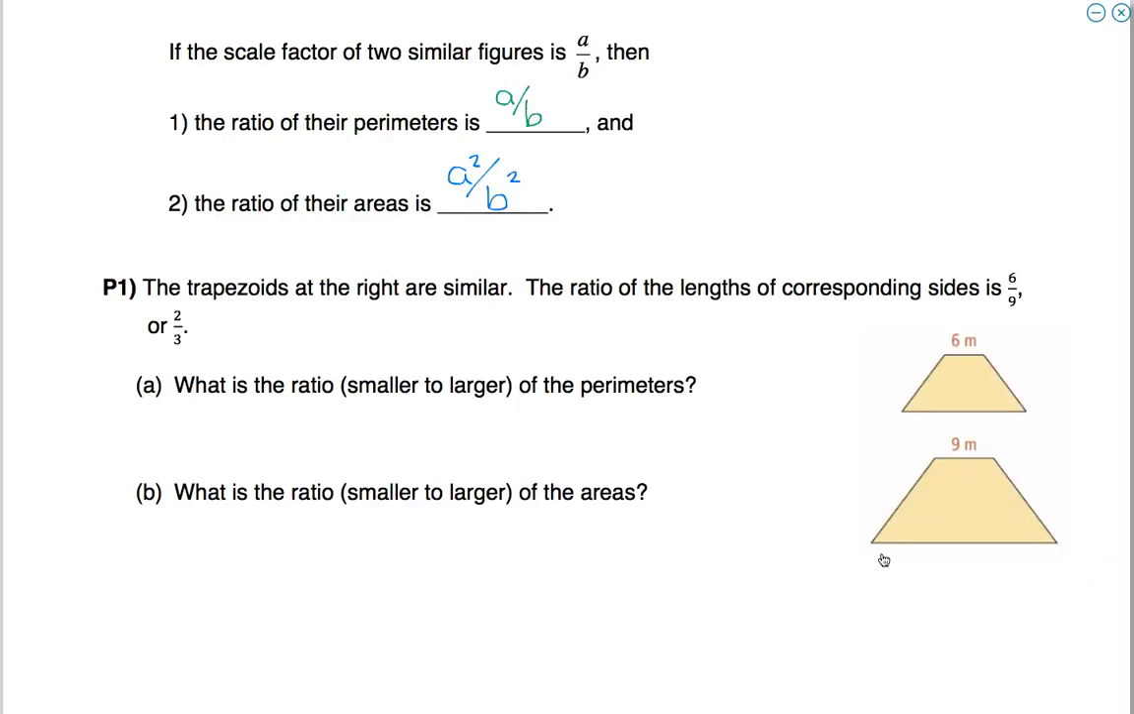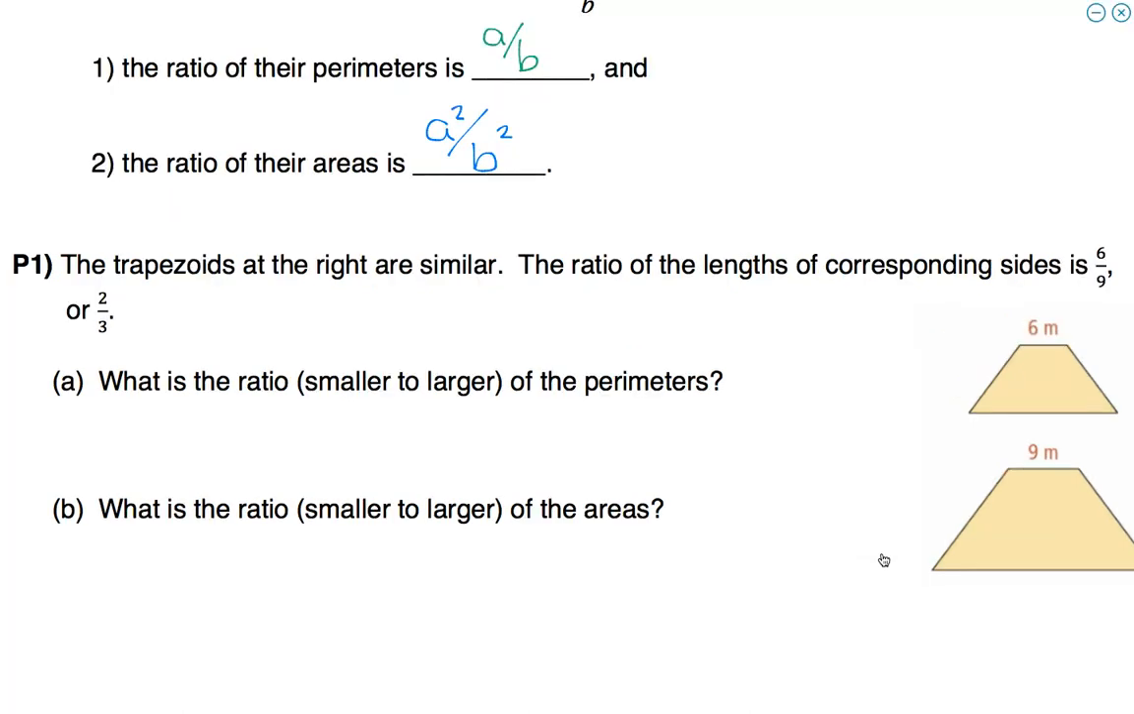The trapezoids at the right are similar. The ratios of the lengths of the corresponding sides is 6 to 9. So they took these two corresponding sides and they gave us a scale factor. So what is the ratio of the perimeters? Well, that's also going to be 6 to 9. We could simplify that down to 2 over 3.